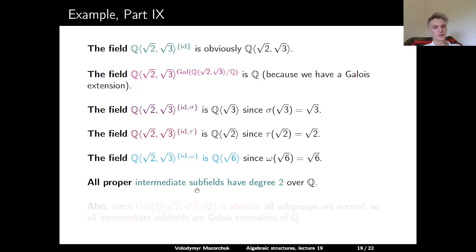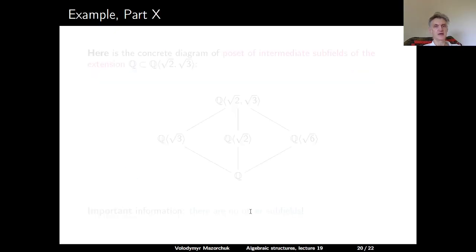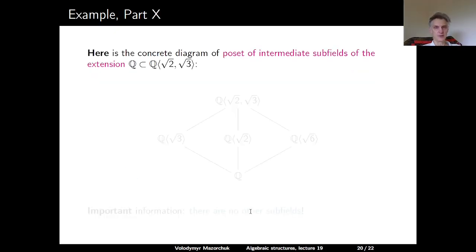And of course, all proper intermediate subfields have degree 2 over Q. And also, since our big Galois group is abelian, all subgroups are normal, so all intermediate subfields are Galois extensions of the rational numbers. And here is the concrete diagram of the poset of intermediate subfields of our Galois extension.